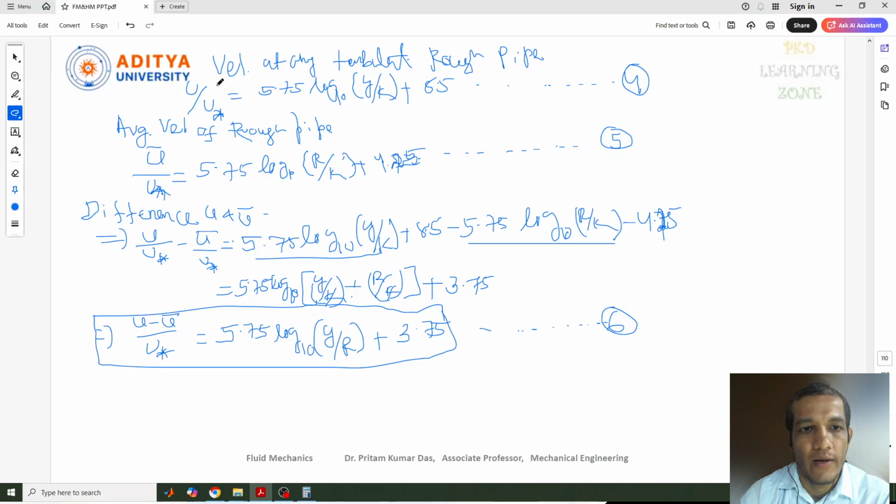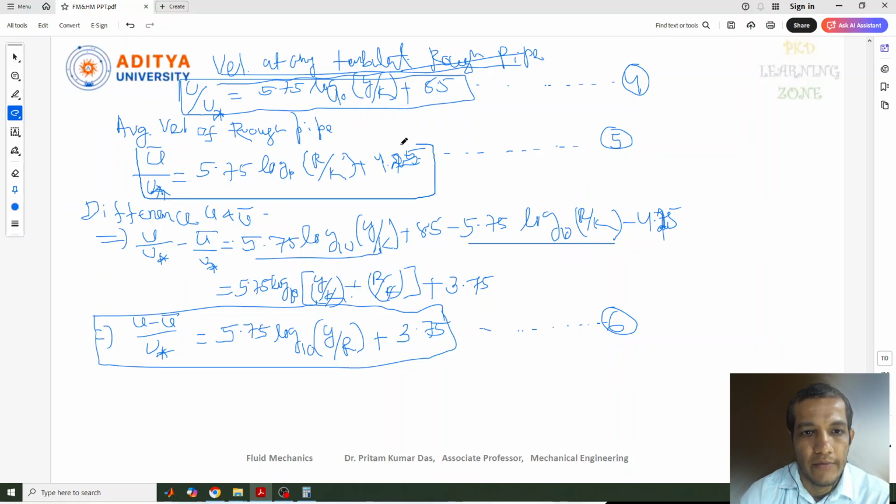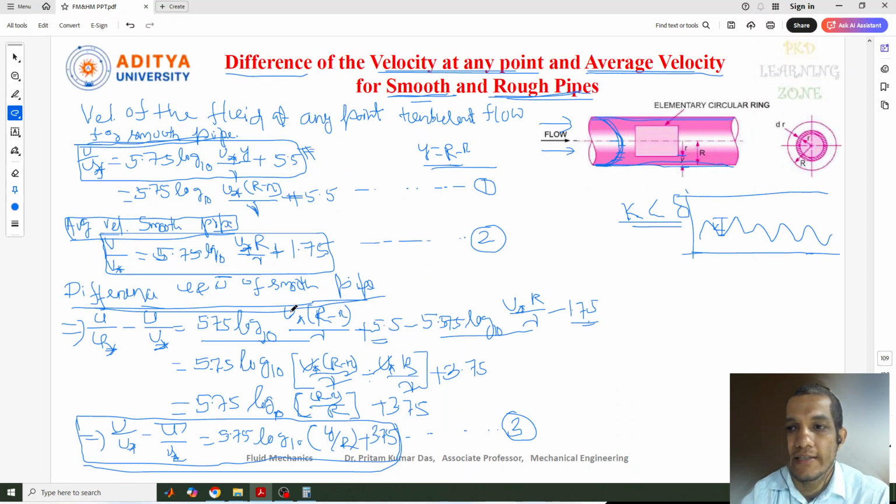Similarly, for the rough pipes, the velocity at any point for the rough pipe condition is this equation, which we again derived in the previous video lectures, where you got u by u star equal to 5.75 log 10 y by k plus 8.5, and this is the average velocity for the rough pipes. Okay, this is 4.75. Now we just need to identify the difference between equations 4 and 5. So this is the final equation of the difference between the velocity at a point and the average velocity for the rough pipe condition. So I hope you understand this lecture video.